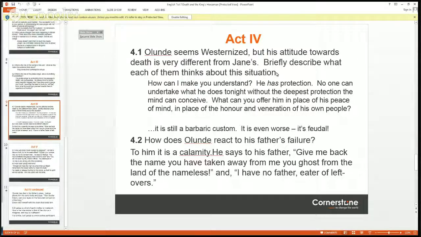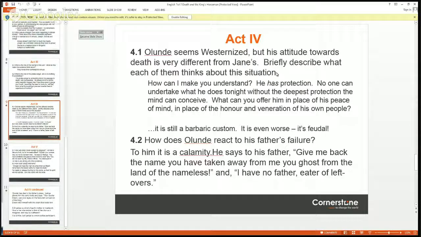Now what happens is that Elesin is nearly dead. He is shutting down all his systems one by one. And then the police arrive. And they disturb him, and he comes back to this world, so he fails. He fails to die. And how does Olunde react to his father's failure?